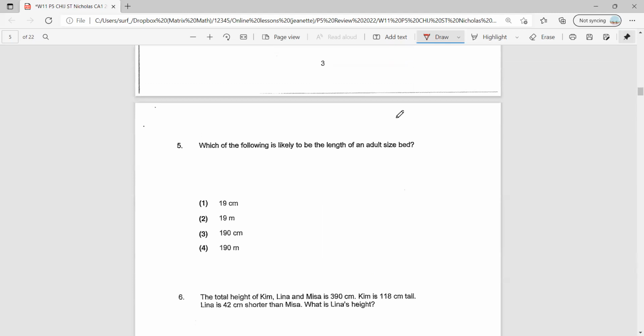Okay, last one, question 5. You should know your cm and meters. Do you know what's your height? Are you like 10 cm or are you like 1 meter or are you like 10 meter or what? Like 100 and something cm or meter? cm, right? So your bed, for you to sleep on it, right? How long must it be? 190 cm.